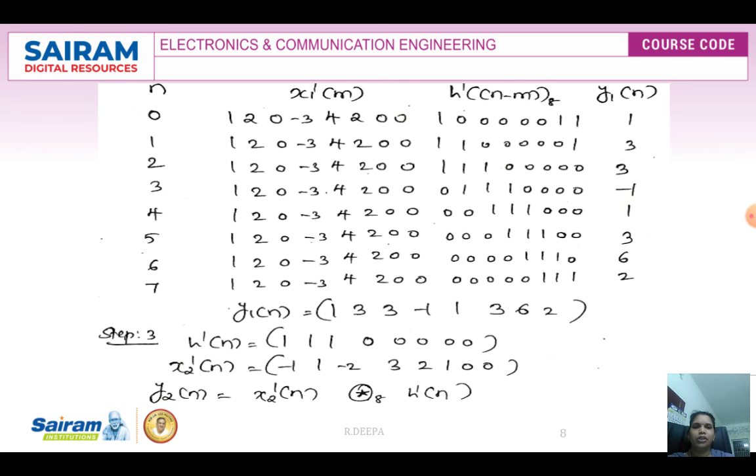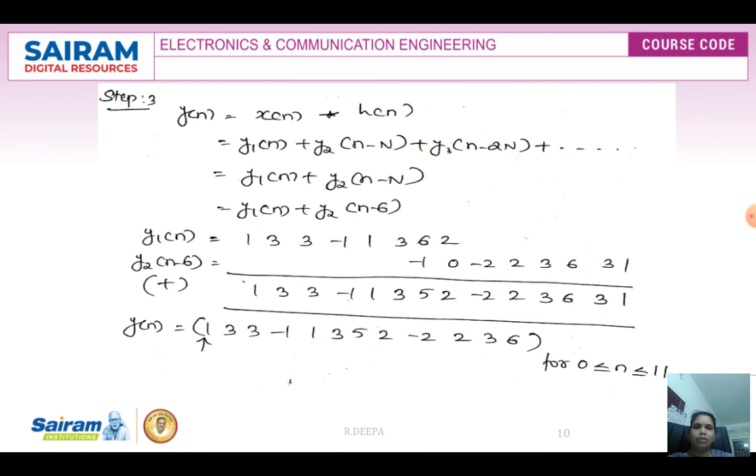Why? Because if I am going to add y1 with y2 of n minus 6, I will be getting almost 11 samples. So I am not bothering about doing x3 of n. Take y1 of n as such, and y2 of n you need to shift, as I told in the procedure, with respect to n equal to 6, towards the right hand side. Later we will just add it. So we are going to add y1 of n plus y2 of n minus 6.